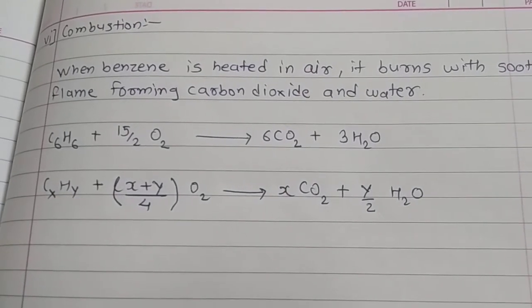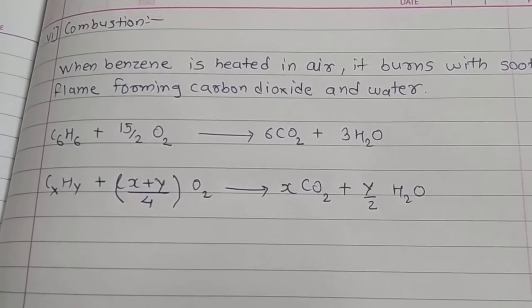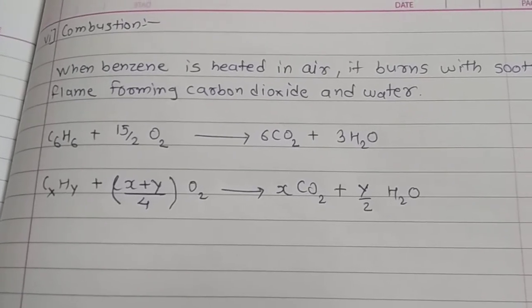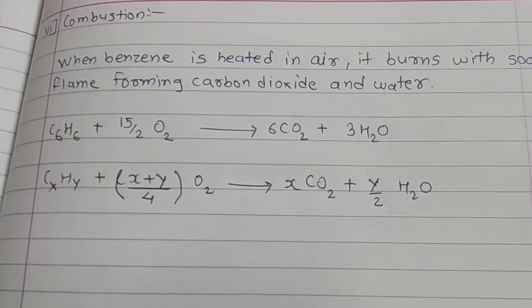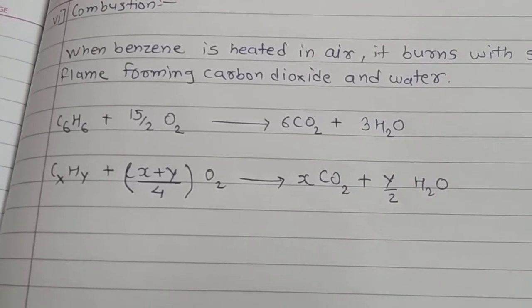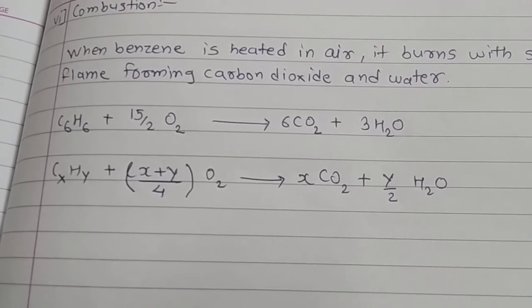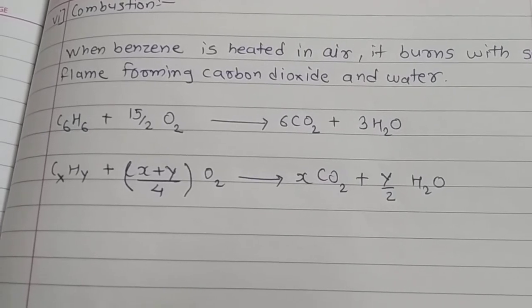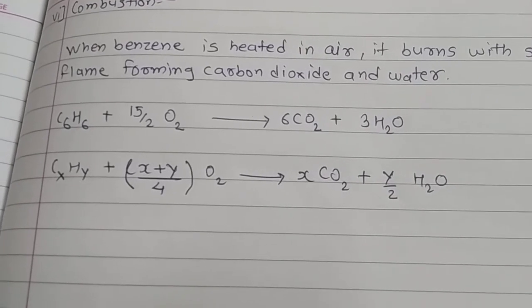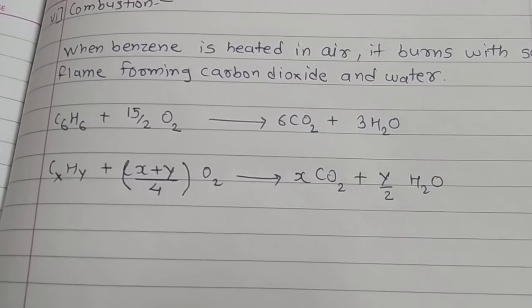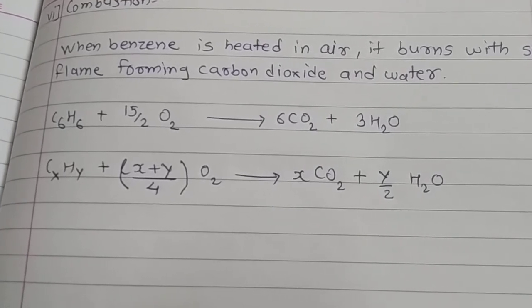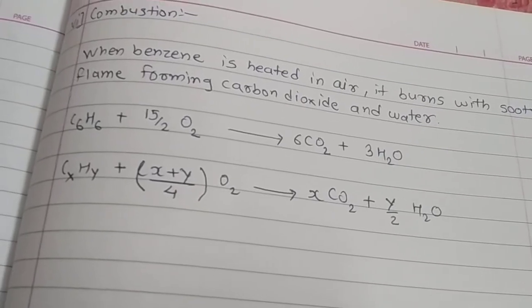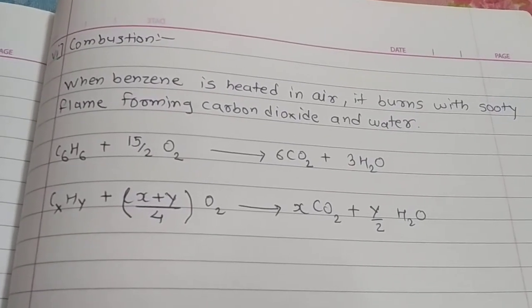So C6H6 is benzene. In the presence of oxygen, in the presence of air, it will give out carbon dioxide and water. In general, the reaction is given below, where x is the number of carbon atoms and y is the number of hydrogen atoms. The products will be the same, but only the stoichiometry, only the coefficients, are different. So this is about chemical properties of benzene.